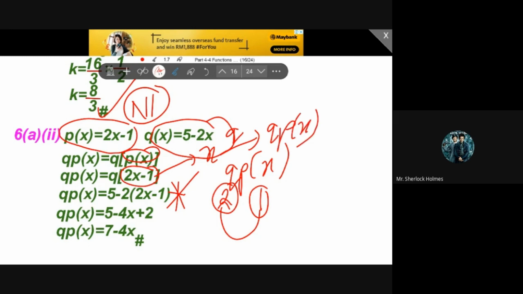So you will get 5 minus 2, then you bracket because this is the x here. Because 5 minus 2x, right? Means 2x minus 1 becomes your x now. Dia jadi x kamu. So kamu akan dapat 7 tolak 4x. So yeah, that's the answer lah. So 1 mark for you over here. 1 markah. So everyone understand?